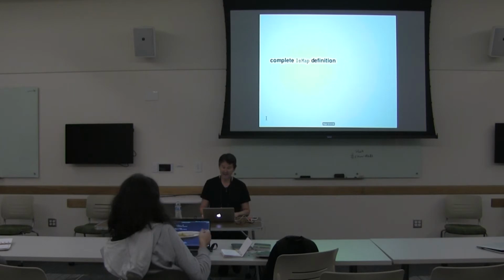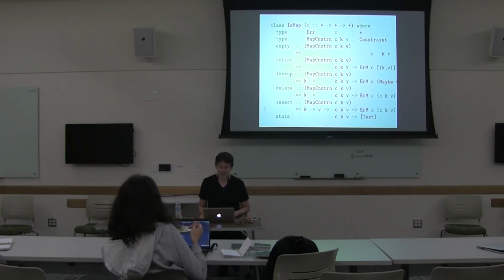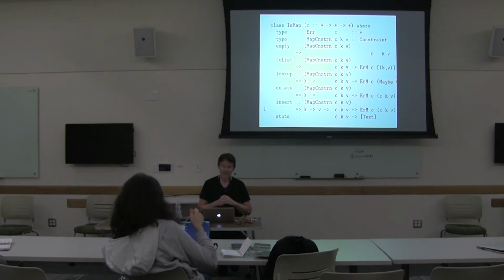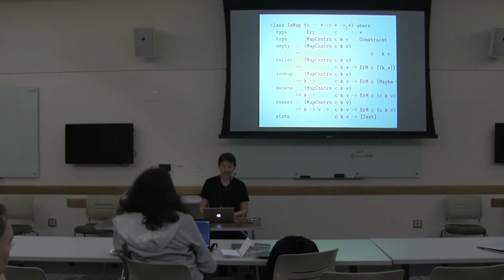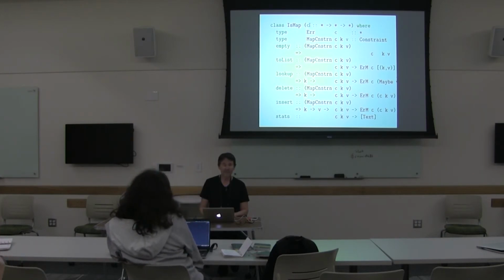So here is the complete IsMap definition. There could be other functions like adjust and stuff, but this is what I've got so far. The map is replaced by a type parameter called C, and it takes three types. There's the error type, the constraint type, and then all of these things. Empty just returns a map, the bottom level map of C, K, and V. And toList returns the list, and on and on. I think they're somewhat self-explanatory.